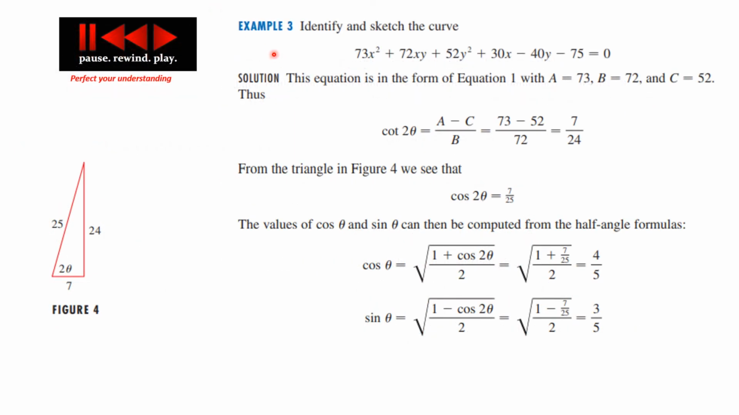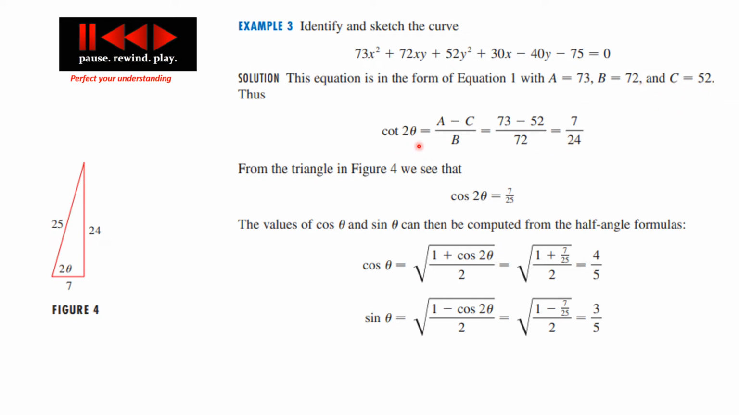Here's another example. Identify and sketch the curve that looks like this. Now this is 73x squared plus 72xy plus 52y squared plus 30x minus 40y minus 75 equal to 0. And again, what we'd like to do is get rid of this xy term. So again, we talked about equation 1. That's the one we always have, and this is the general equation 1. But a is 73, b is 72, and c is 52.